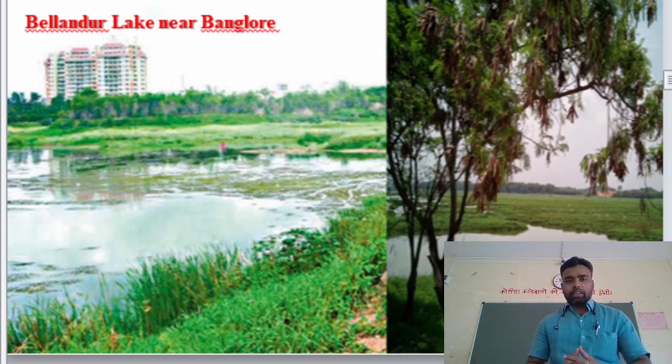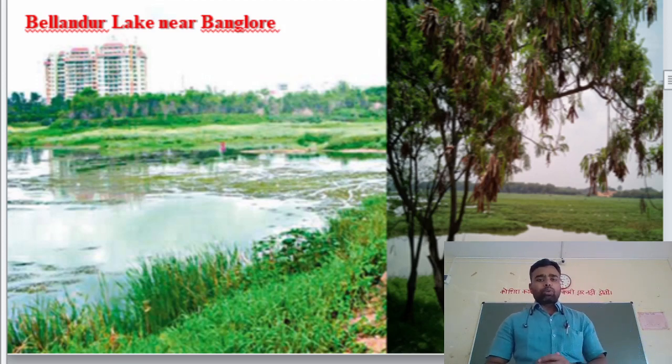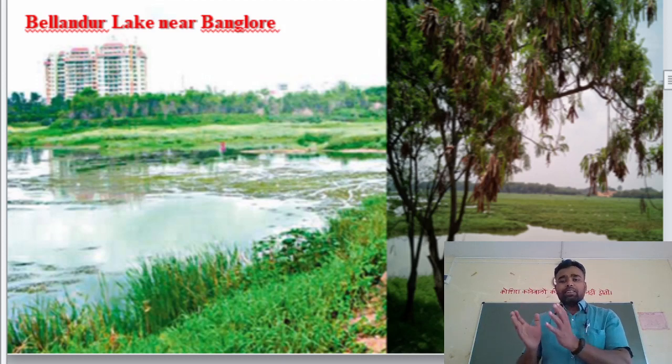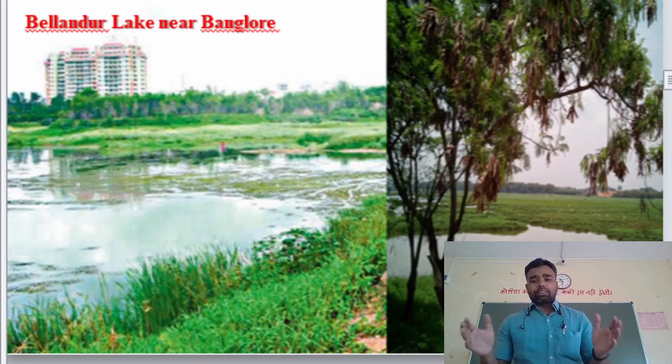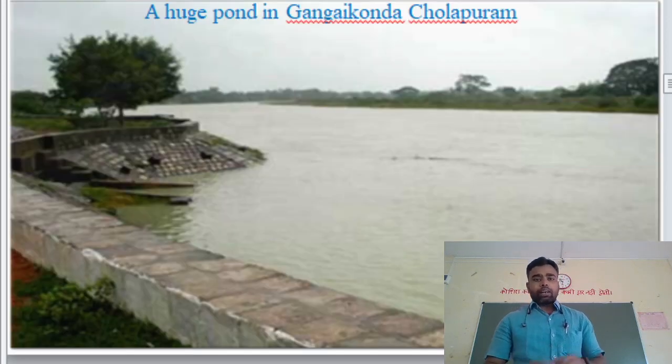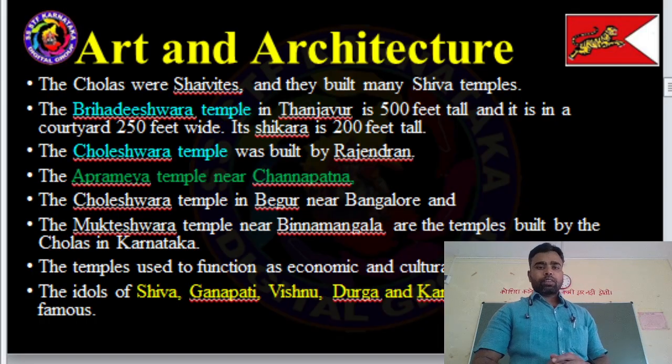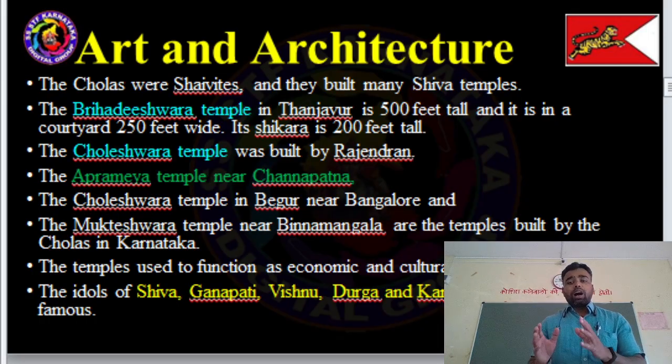Now on your slide you are watching the Belanduru lake near Bangalore, which was constructed by the Cholas, but today it is in a very disastrous, devastating situation, totally collapsed. And this is a huge pond which was constructed by the Cholas. The name of that pond is Gangai Konda Cholapuram, which you are watching on your video. Now let us study the art and architecture of the Cholas.